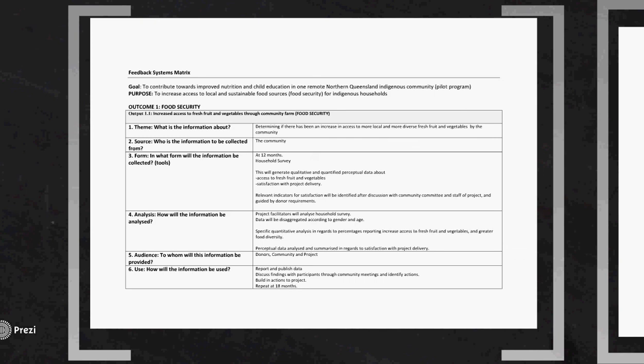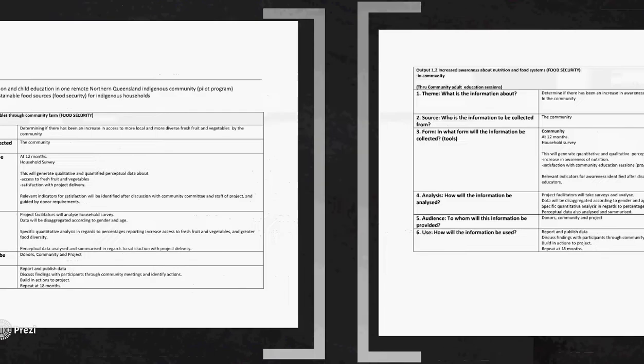The next two slides highlight the feedback systems matrix that we developed. They use the 6 steps of the feedback loop, identify the community as a key source of data, and use the household survey as the key tool.